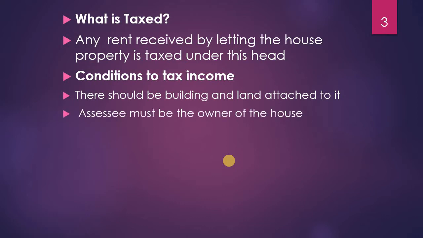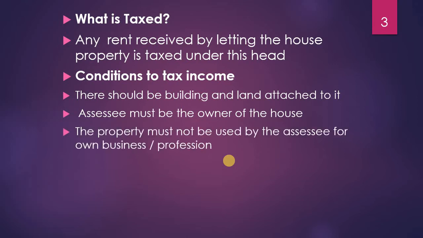Second condition is the assessee must be the owner of the house. You cannot claim somebody's house as yours, give it for rent or receive the rent, and say that this is income from house property from my house. No, the assessee should be the owner of the house. Then the property must not be used by the assessee for own business and profession. If the assessee uses the building for his own business or profession, then it becomes something else. It will come under income from business and profession.